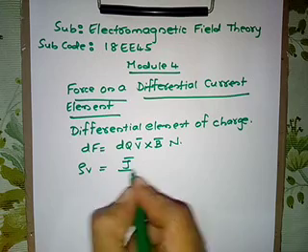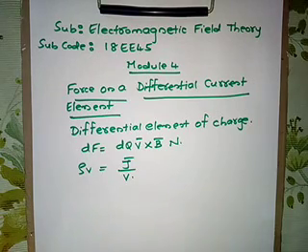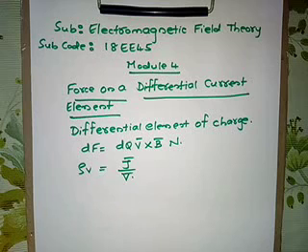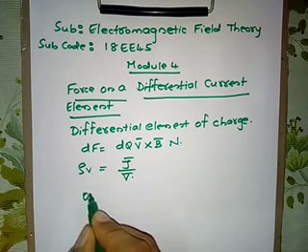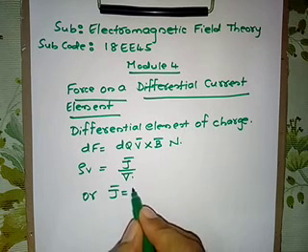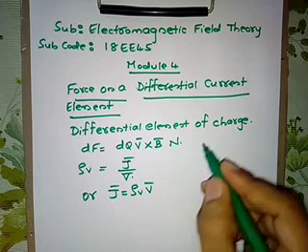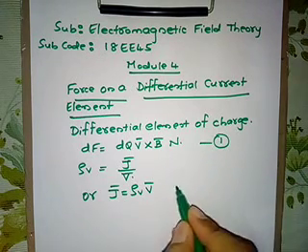Here the volume charge density ρv can be expressed as ρv = J̄/v̄, that is, the current density divided by velocity gives the volume charge density. Or I can write the other way: J̄ = ρv v̄. Take this as equation 1, this as equation 2.